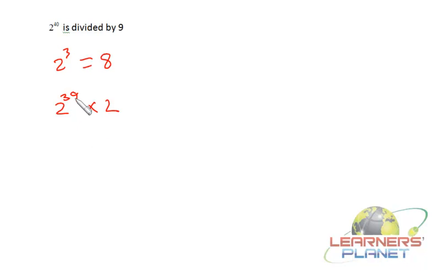Now 2 raised to 39 can be written as 2 cube raised to 13. This 2 will remain there. Now 2 cube can be written as 8. So the final expression will be 8 raised to 13 into 2. So now carry on with the problem. 8 raised to 13 into 2.